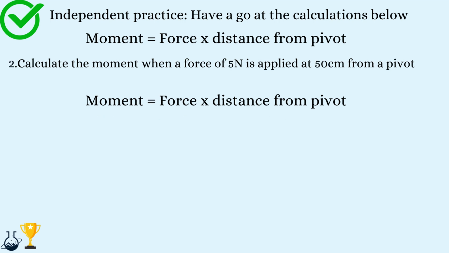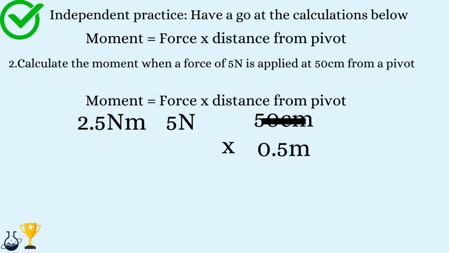Question 2. Calculate the moment when a force of 5 newtons is applied at 50 centimeters from a pivot. Again, using the same method, I have 5 newtons of force applied 50 centimeters from the pivot. However, I should convert these into standard units for distance, which is meters. So 5 multiplied by 0.5 gives me a moment of 2.5 Newton meters.